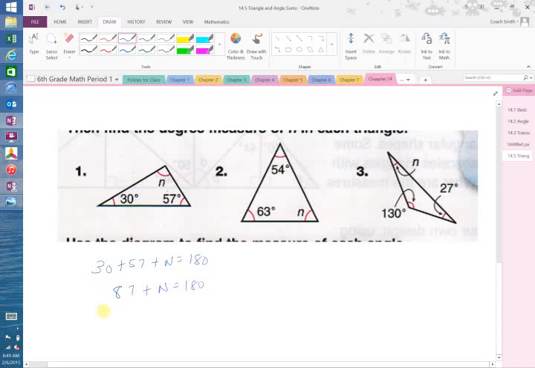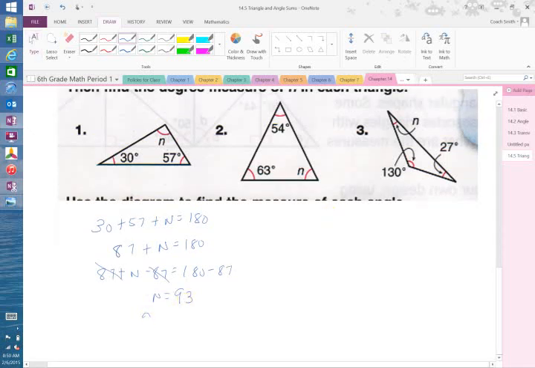Well, to solve that, I just go 87 plus n minus 87 equal 180 minus 87. Those 2 are going to cancel, leaving me with n. And what's 180 minus 87? What? 93? You sure? Positive? All right, 93. Okay? So, this angle then is obtuse. It's 93 degrees, and that's larger than 90, so it's an obtuse.